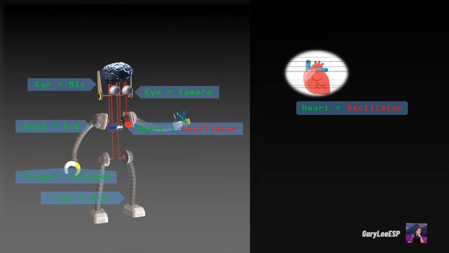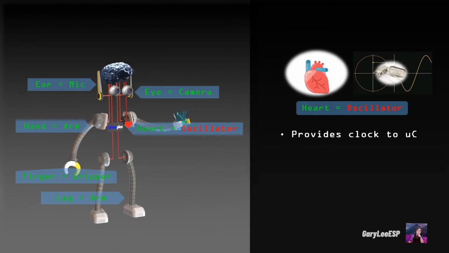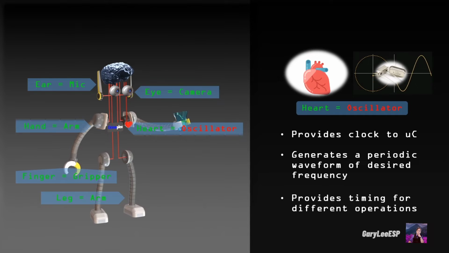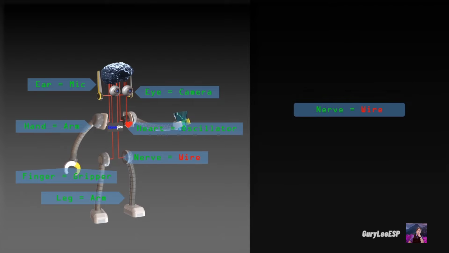My heart, it is equivalent to an oscillator. It provides the clock to the microcontroller and generates a periodic waveform of desired frequency to provide timing for different operations. The veins in my body are equivalent to the electrical wires.